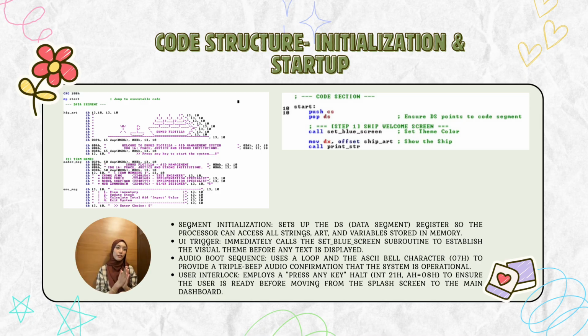Beyond just visuals, we have implemented two features to make the system feel alive. The first one is the audio boot sequence, to give the user a tactical confirmation that the system is operational. We use a loop and the ASCII bell character 07H. This creates a triple beep sound as the system powers on. The second one is user interlock.